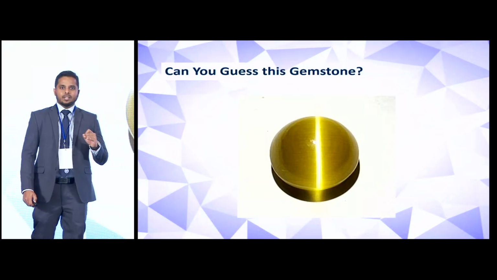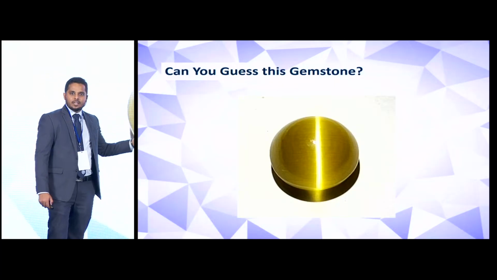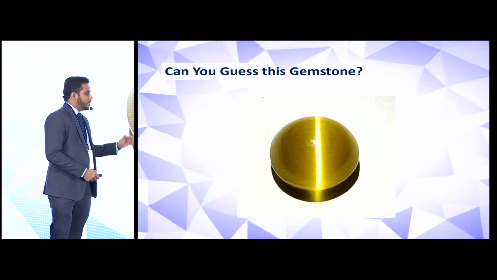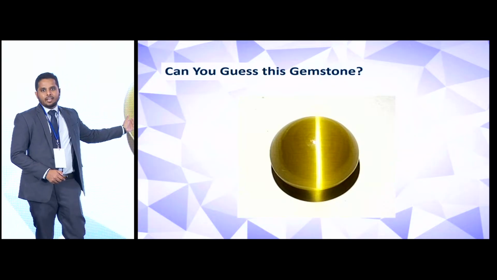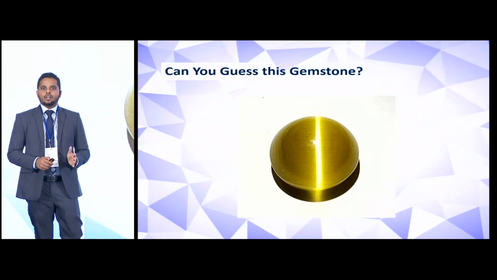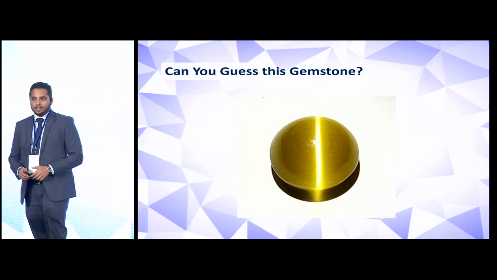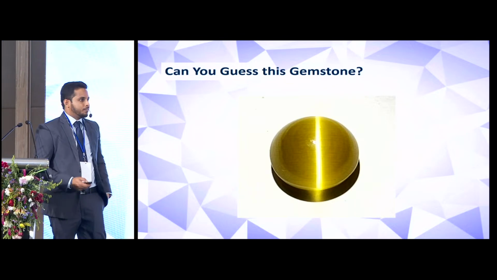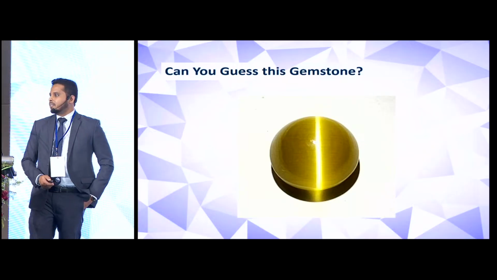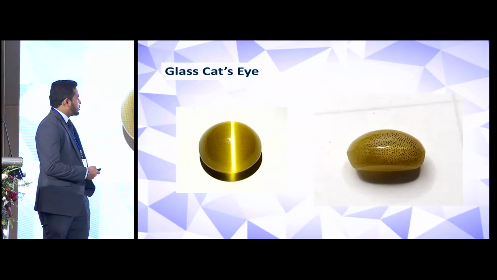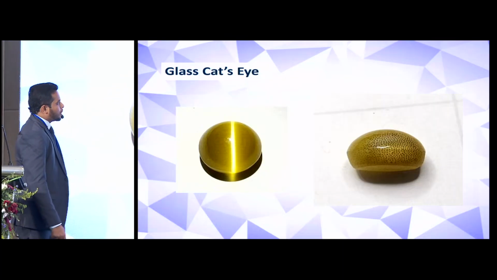It's so simple. So if you can remember this, easily you can differentiate whether your cat's eye is a natural one or a glass one or imitation. So that is my target for today. I think you all enjoy this and this will be helpful for your work day-to-day life as well.